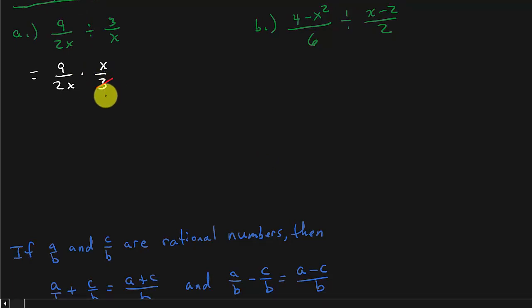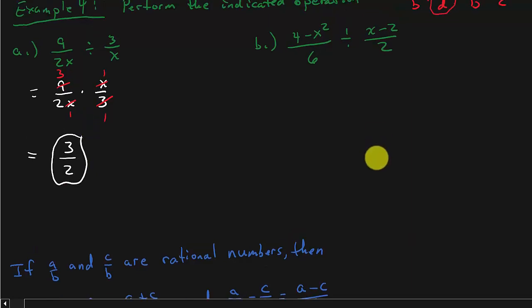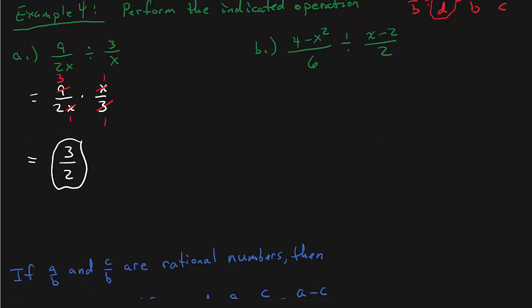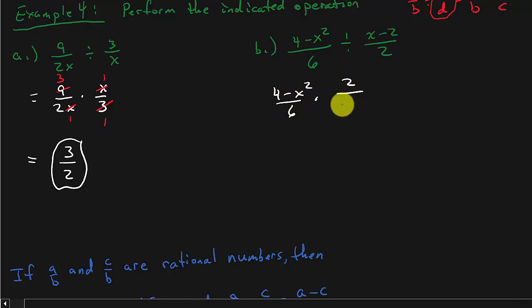So the 3 and the 9 cancel, and then the x's cancel. And so I'm left with 3 halves. All right. Now let's look at this one. First thing, change it to multiplication. So that's 4 minus x squared over 6 times 2 over x minus 2.